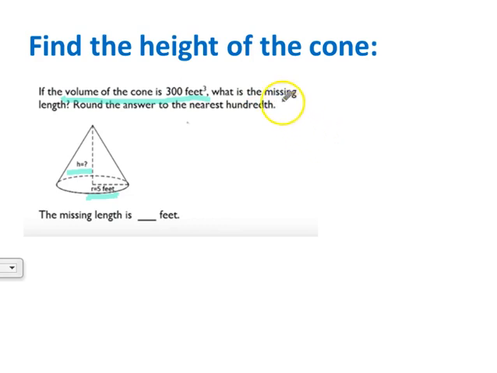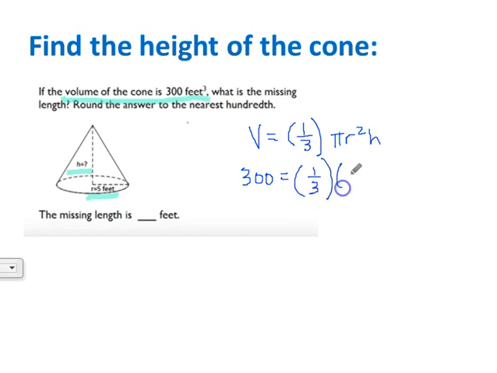So our first step is to write down the formula for volume of a cone. So volume of a cone equals 1/3 times pi r squared times height. So let's plug in the information we're given. We're given the volume is 300 feet, so underneath V, I'm going to substitute in 300. Then I'm going to keep 1/3 there. I know pi is represented by 3.14. The radius is 5 feet, and we're going to square that, and then we're trying to find the height.